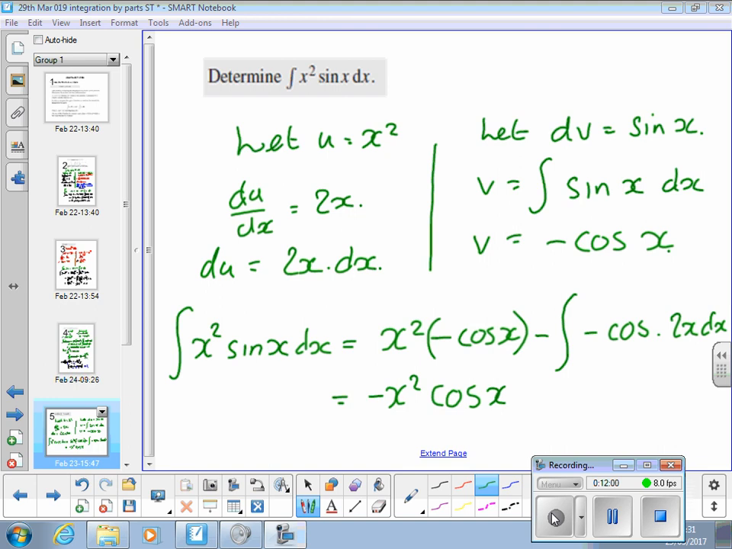This constant 2 here, yeah, and that constant minus 1 there can come outside, become a plus 2 times the integral of x cos x dx.